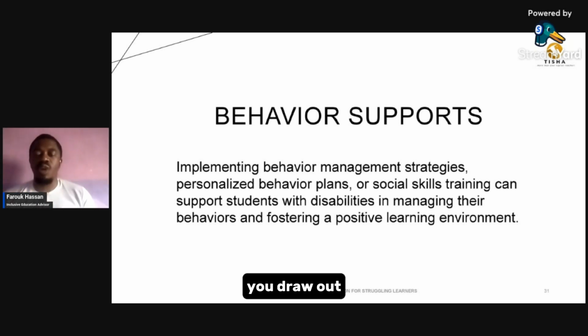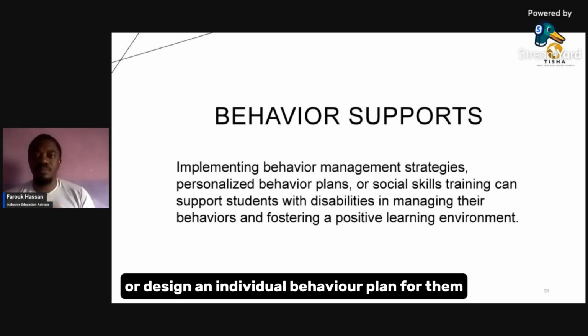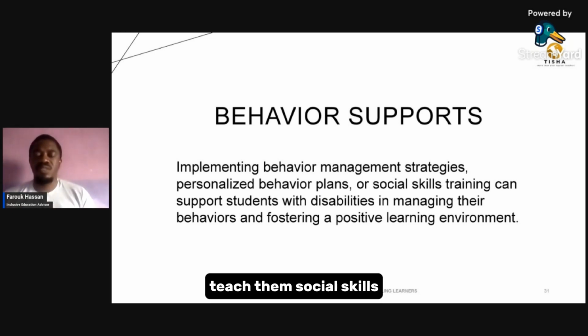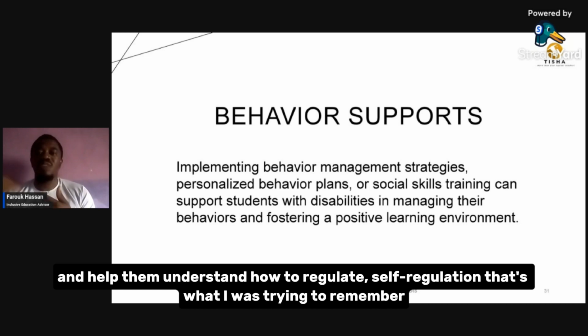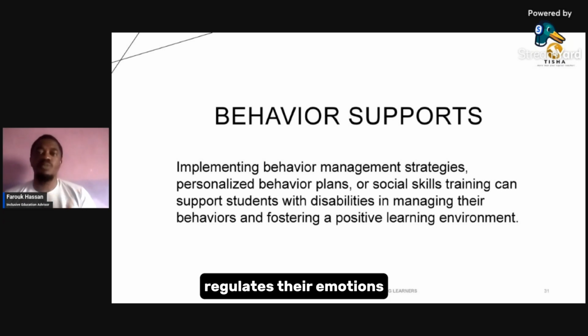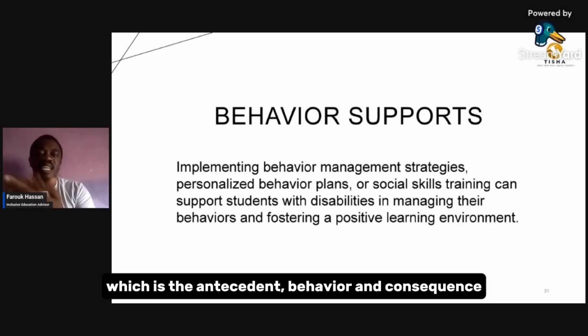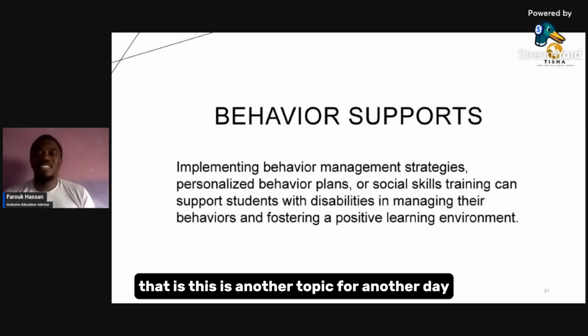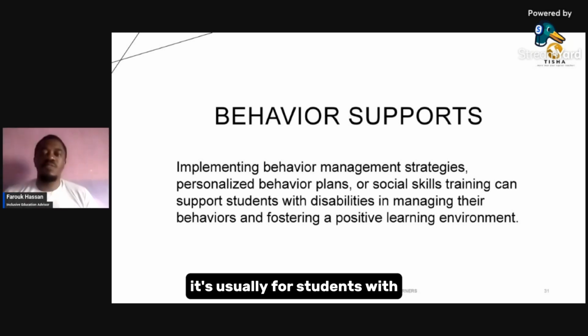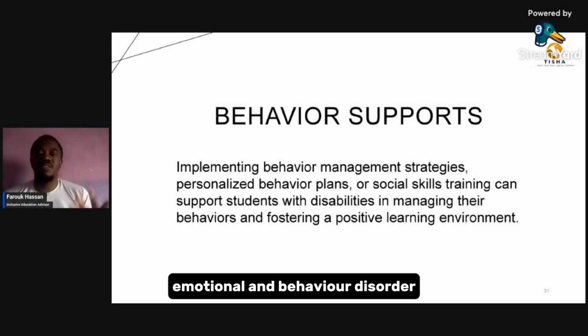You draw out or design an individual behavior plan for them, teach them social skills, and help them understand how to regulate, self-regulation. That's what I was trying to remember. Teach them to regulate their emotions, regulate their behavior. Teach them the ABC of behavior, which is the antecedent, behavior, and consequence. This is another topic for another day. Let's just understand that that is what behavior support entails. It's usually for students with emotional and behavior disorder.